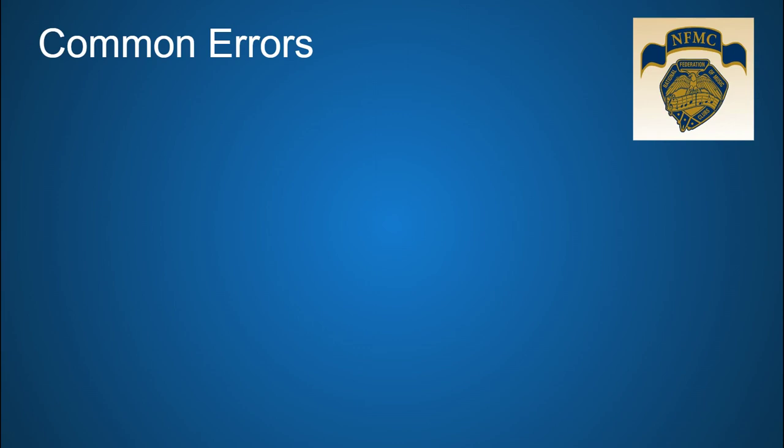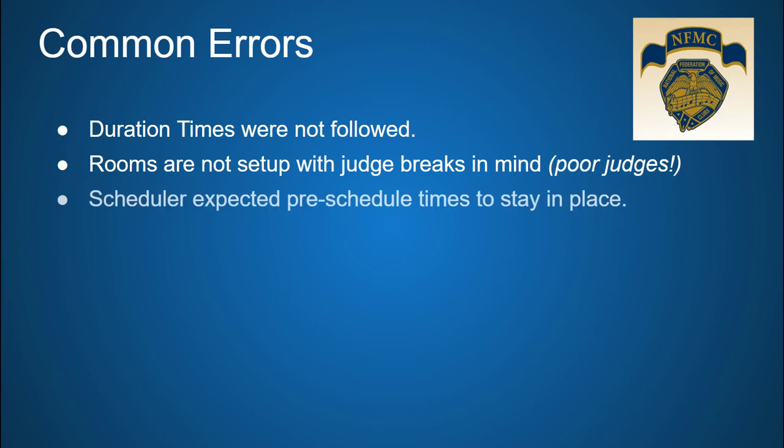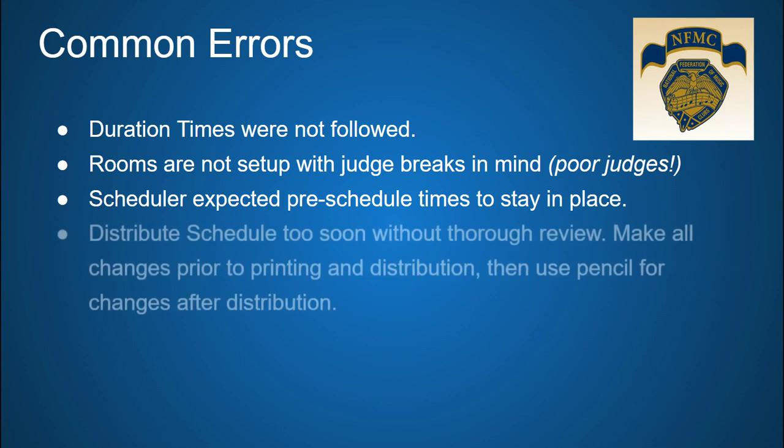In review, here are some of the common errors made by new users. The duration times were not followed, so rooms were overbooked. Rooms were not set up with judges' breaks in mind. Poor judges. Scheduler expected pre-scheduled times to stay in place. They forgot that Vivace compresses the schedule to eliminate gaps. The schedulers distributed the schedule too soon without a thorough review. Make all changes prior to printing and distribution, then use pencil and paper for changes after distribution.